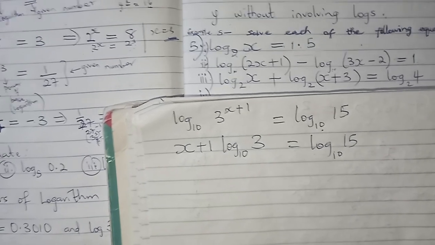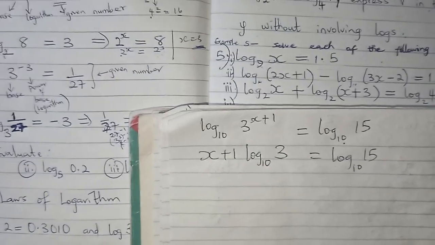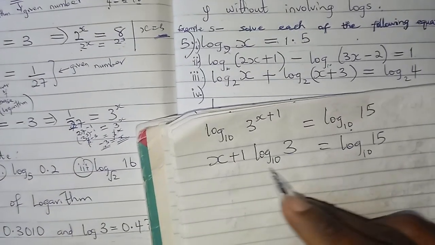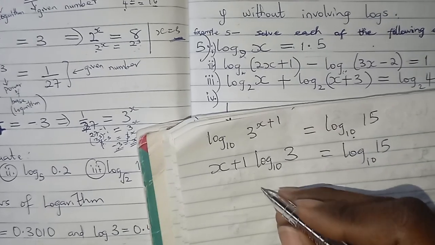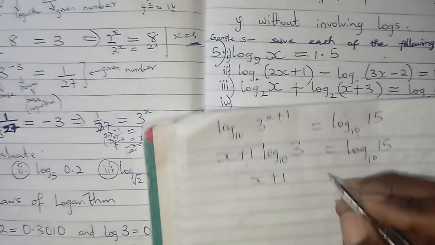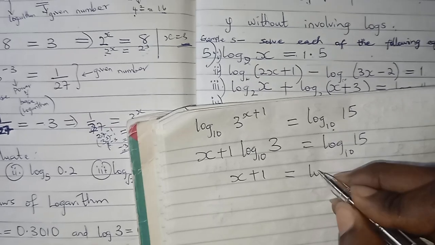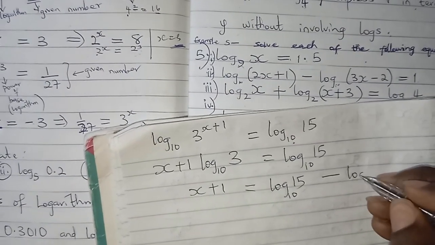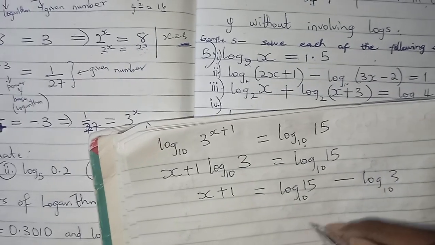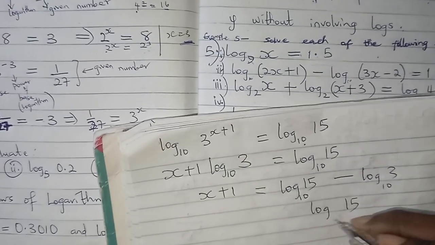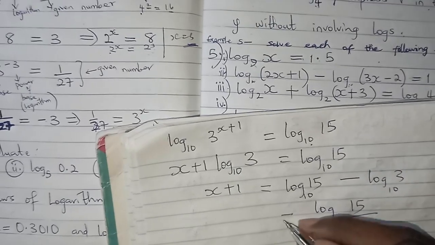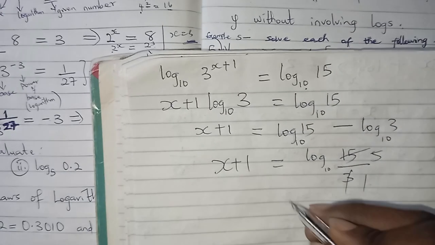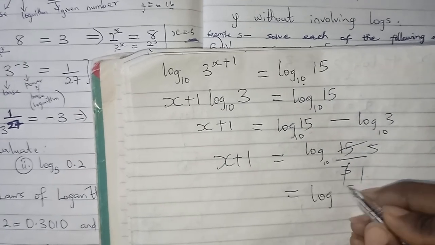So at this junction, I will need to look at it again. Let me collect like terms. I see that x plus 1 will be equal to log 15 to base 10 minus log 3 to base 10. Division law, this becomes log 15 all over 3 equals x plus 1. 3 here 1, 3 here 5. So this becomes log 5.